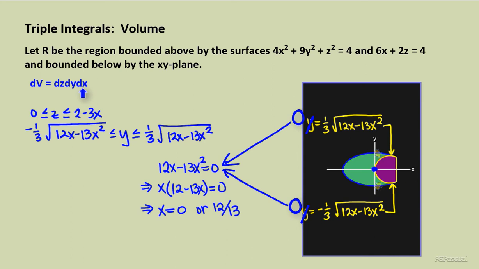Now for the region that we are looking at on the xy plane, recall that the right boundary, which is this vertical segment, has x equals 2/3. 12 over 13 is greater than 2/3. Hence, we strike out 12 over 13, and the smallest value of x in the region is 0. Also, the largest value of x is 2/3. And we have the inequalities for x.